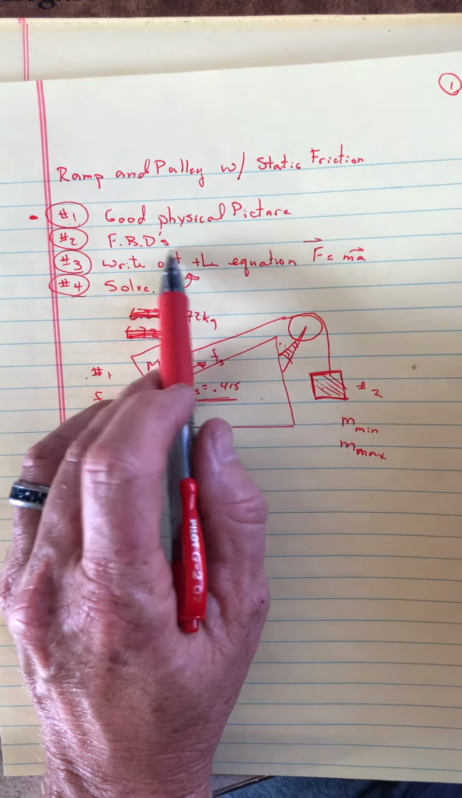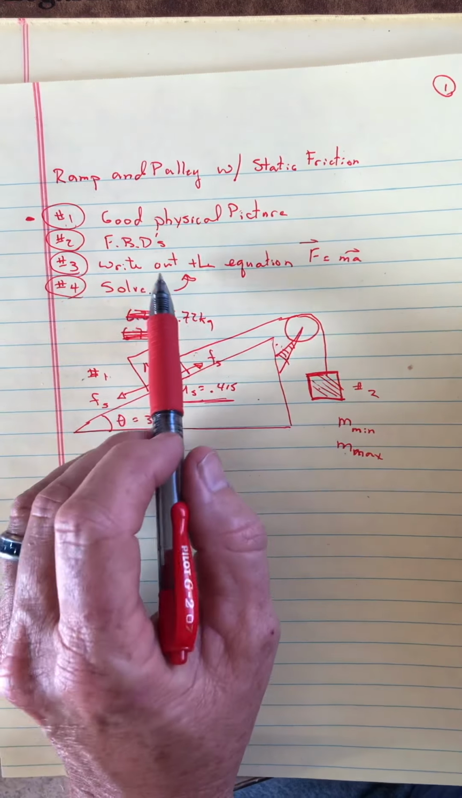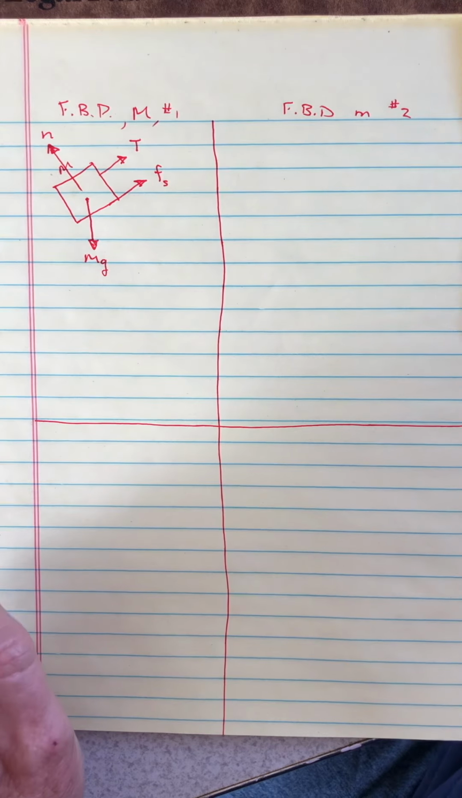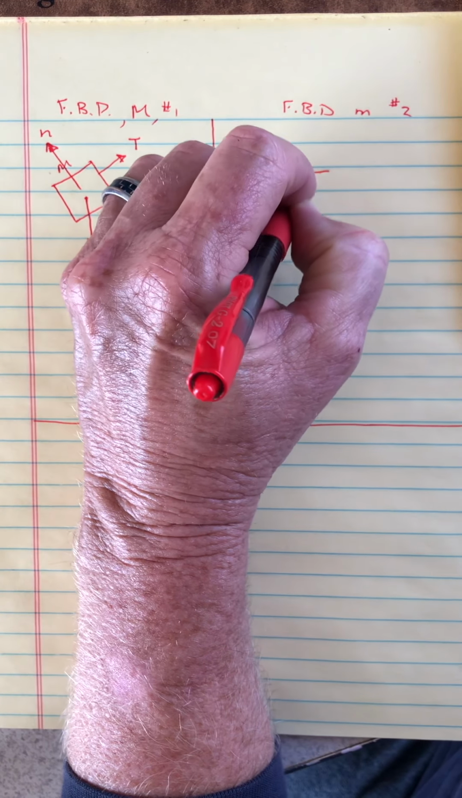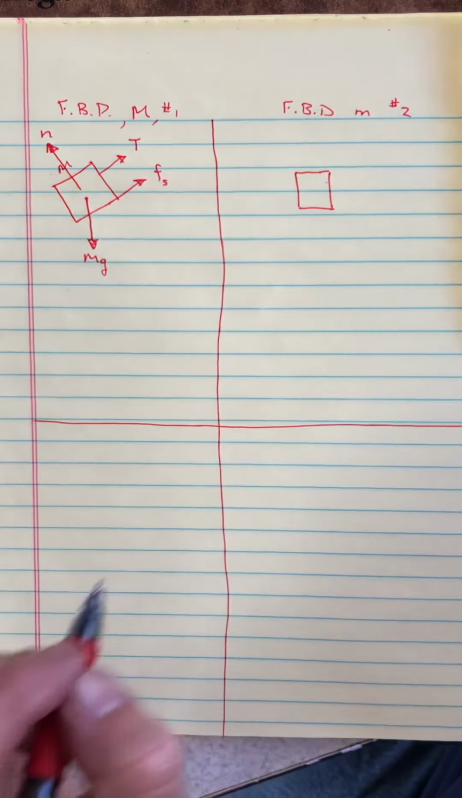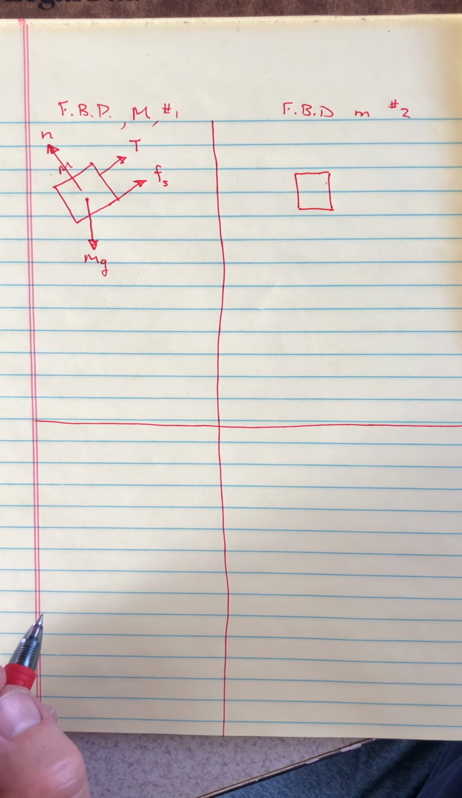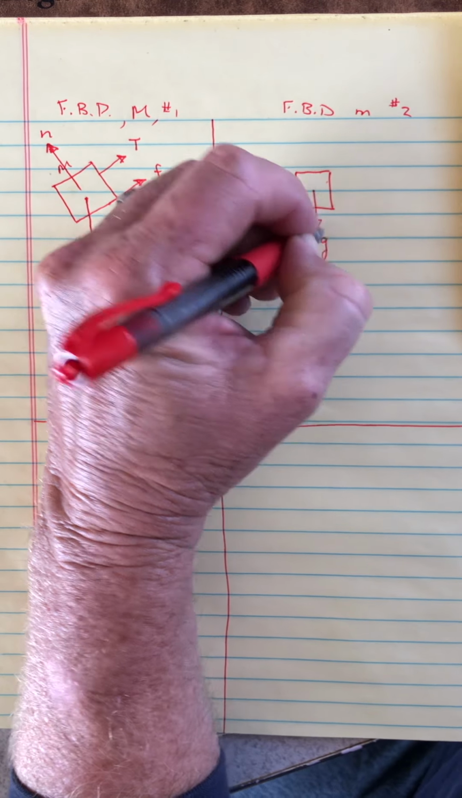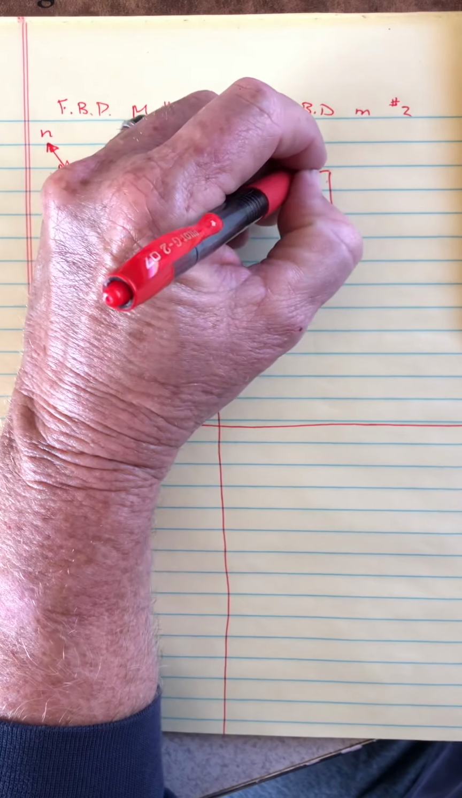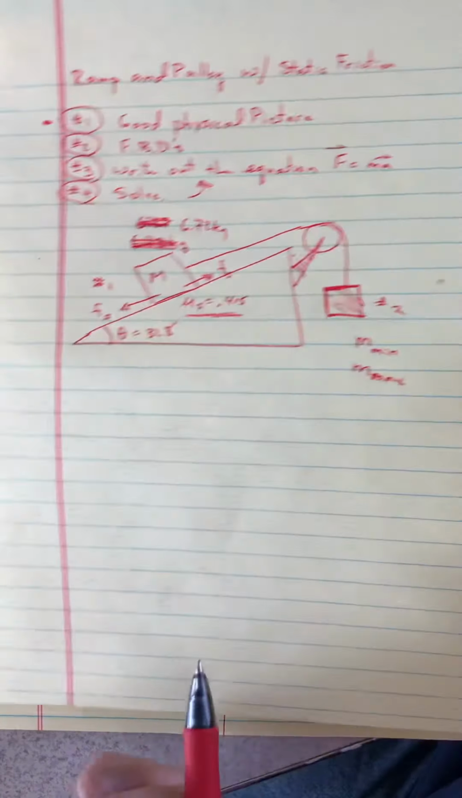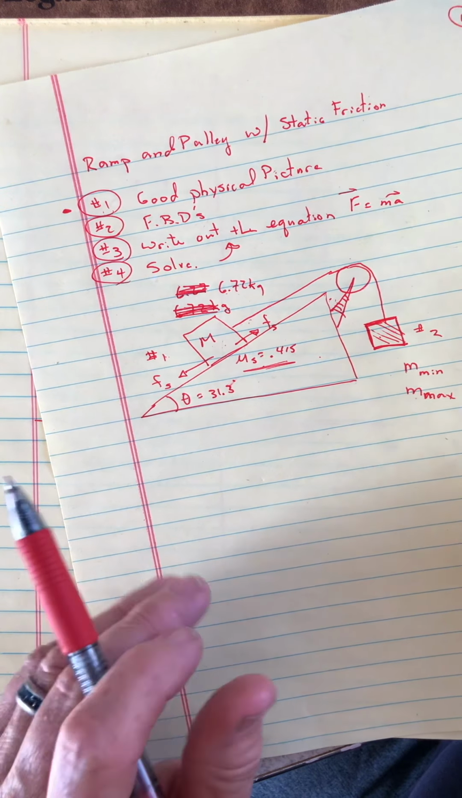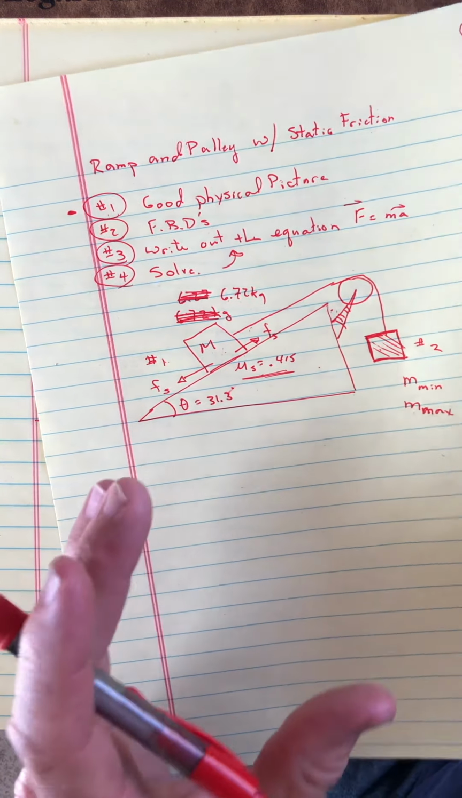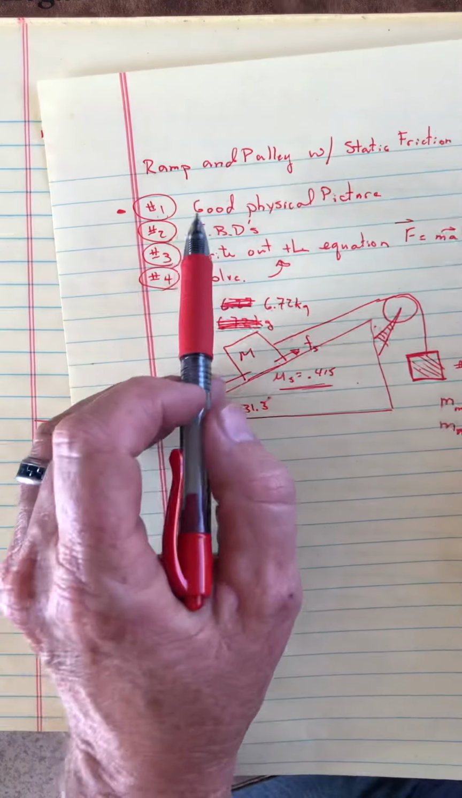Draw the free body diagrams, plural. Okay. So over here, I would say let's draw the forces on block number 2. Okay, so again, force of gravity, little mg this time, and everything touching it, which the only thing touching it is the tension from the string. Okay, so there it is. All right, so again, that should be fairly easy to draw if you've done a good physical picture.